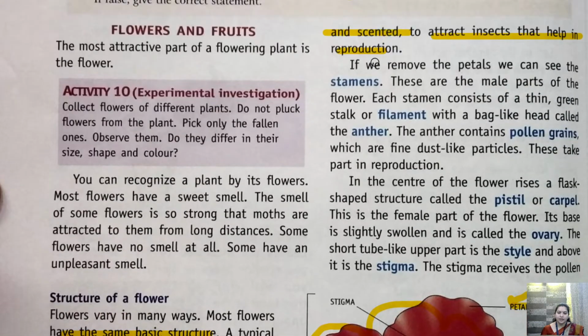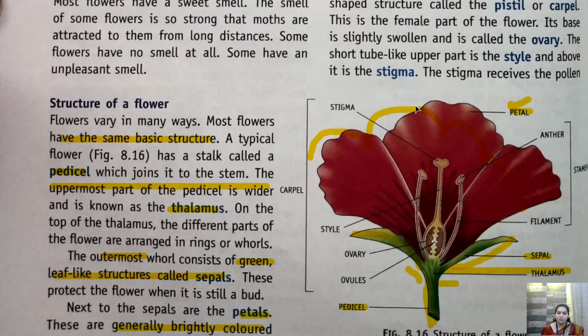So if we remove the petal, we can see the stamen. So what is the stamen? This complete anther as well as this filament, this complete structure is called stamen. Now this stamen consists of anther and filament.